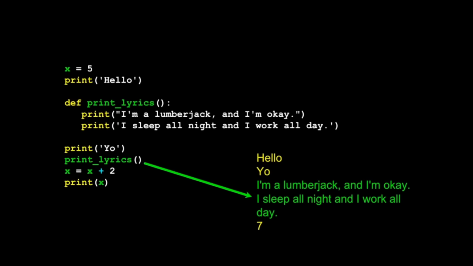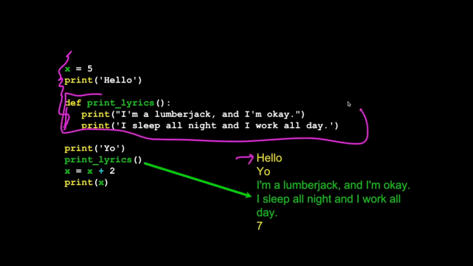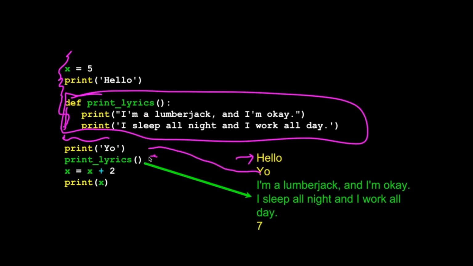So here's just a slightly different version of that last program, and so now it's going to actually invoke it. So x equals 5, print hello, def, so out comes hello. The def produces no output. But because there's a de-indent here, that is the entire blob of the code that is part of print lyrics. So it prints out yo, and now we're going to invoke. This is the call. We're going to call the function.